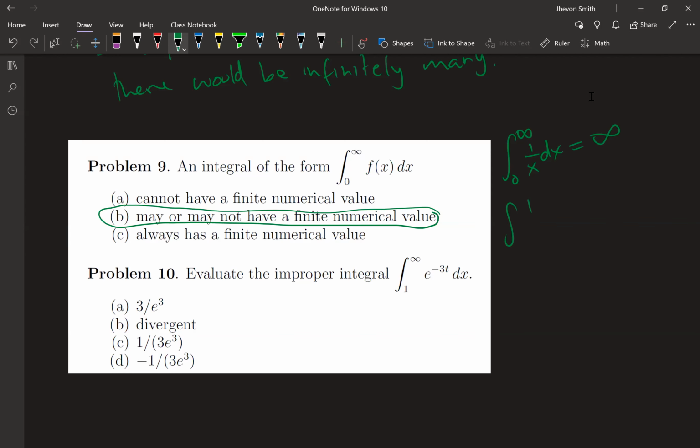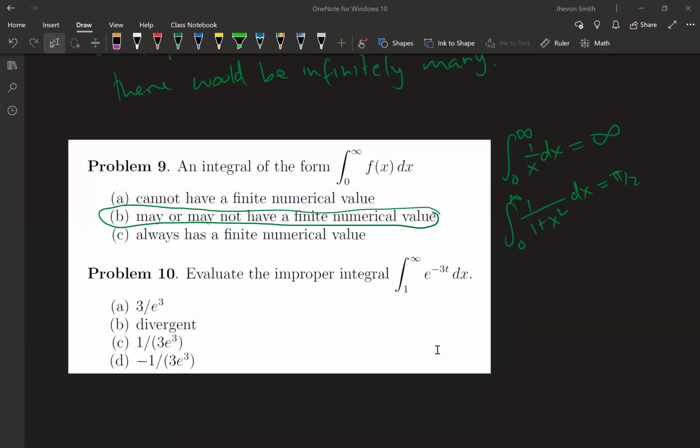However, if we look at the integral from 0 to infinity of 1 over 1 plus x squared dx, we know that that is finite. That goes to the arctangent, which I think adds up to pi over 2. We did an example like that in class already, if memory serves. So it can be infinite or it can be finite. There are both options. Launching the poll for problem 10.